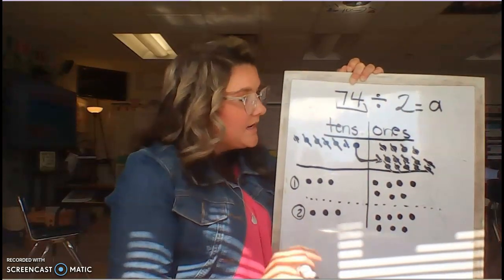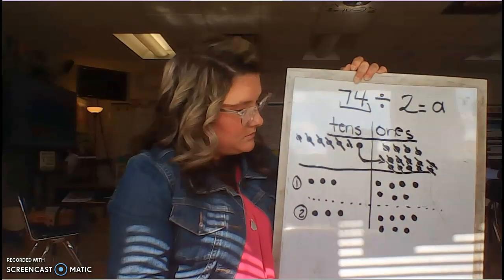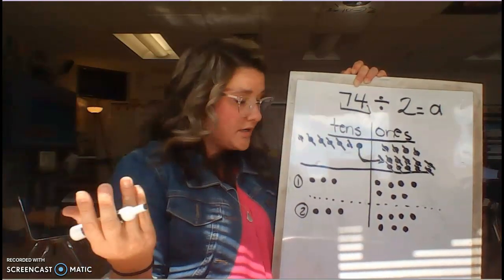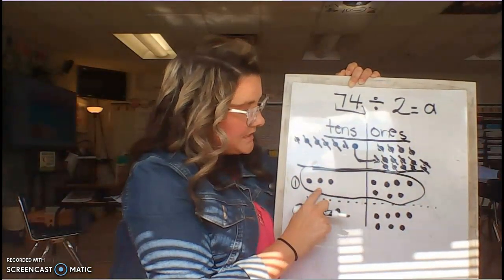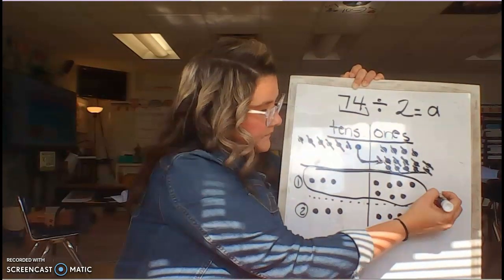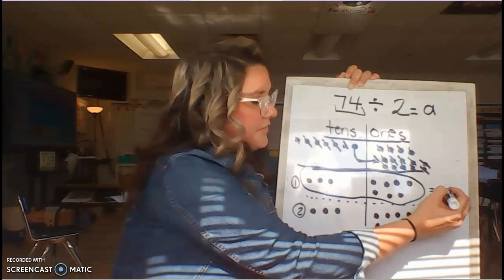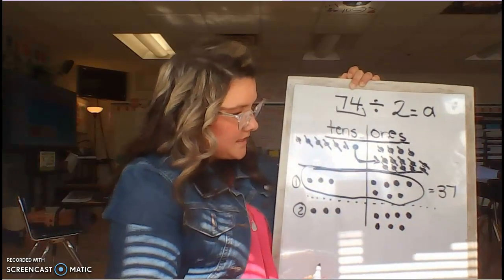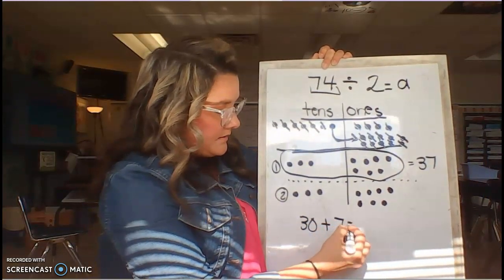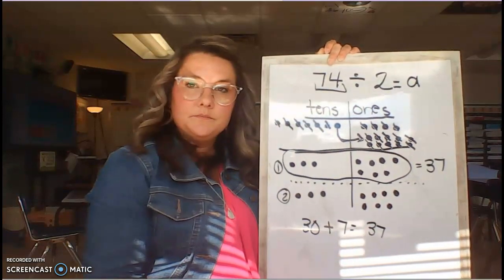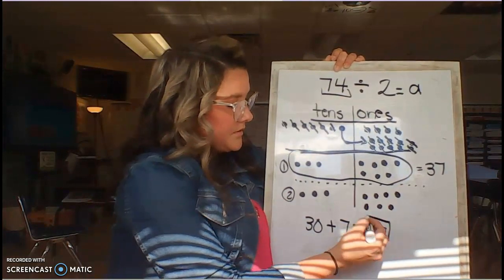So what is my answer to 74 divided by 2? Well, it's what's in each group. So let's look here. In my first group, I see that I have 3 10s, and 1, 2, 3, 4, 5, 6, 7 1s. So I have 37 in each group. I can come down here and I can even show 30 plus 7 equals 37. So A would equal 37.